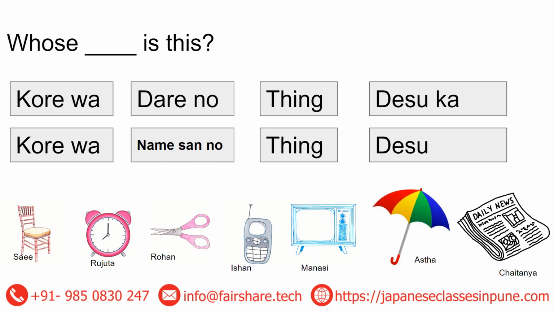Again, if you see, wa already kore ke baad use ho chuka hai. Basic rule hai ki wa uske baad nahi aega. Ek hi baar aata hai sentence pe. But also, if you say Ishan-san wa, kyun nahi aega yahan pe wa? Because Ishan phone nahi hai. Ye Ishan ka phone hai. Hai na? It's Ishan's phone. Ishan is not the phone here. So that's why we don't say Ishan-san wa. We say Ishan-san no. Matlab Ishan-san ka keitai denwa hai. Okay, so kore wa nani nani san no keitai denwa desu.